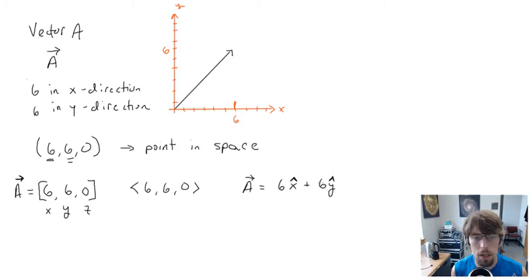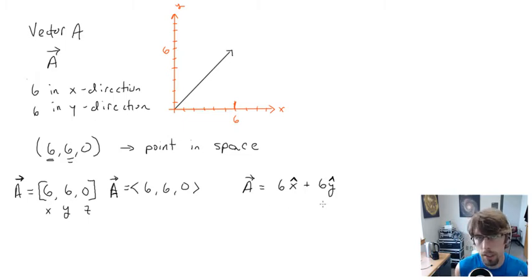This has the same connotation. All three of these are the same. I guess I should put an equals here. A equals. All three of these representations are the same. They indicate 6 in the x direction, 6 in the y direction, none in the z direction. Okay. This is a way of algebraically representing it.